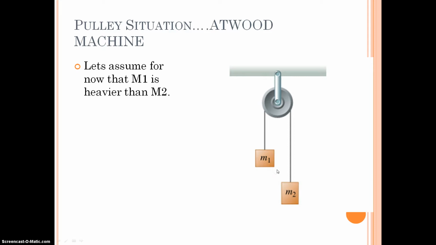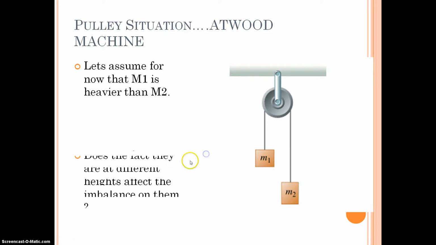And just for today, let's assume that in this specific case, M1 is heavier than M2. So which way will M1 move? Yeah, down. Which way will M2 move? Up. Does it matter if M1 is super high versus super low? Does the height make a difference here in terms of their imbalances? The answer is no way. The height does not make a difference. The only thing that matters are the forces on them.